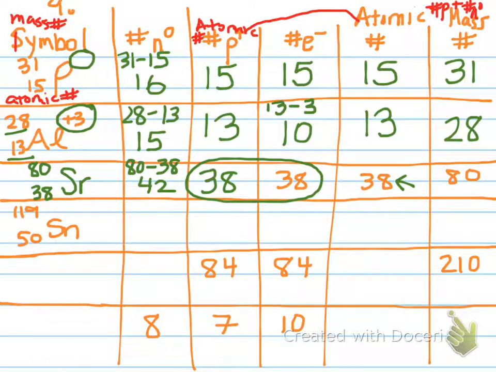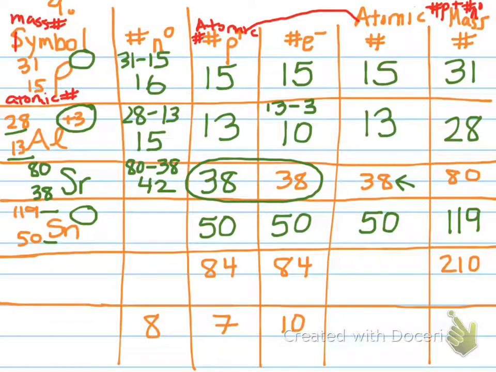For the next one, again, my mass number is 119 because that's my top number. 50 is my atomic number. This doesn't have a charge because there's nothing here, so that means that my atomic number is my number of protons. It's also my number of electrons. To figure out my number of neutrons, it's going to be my mass number minus my atomic number, which gives me 69.